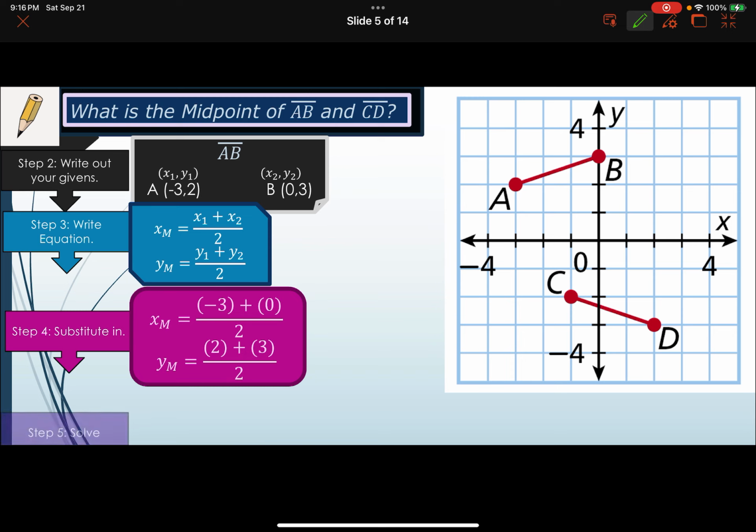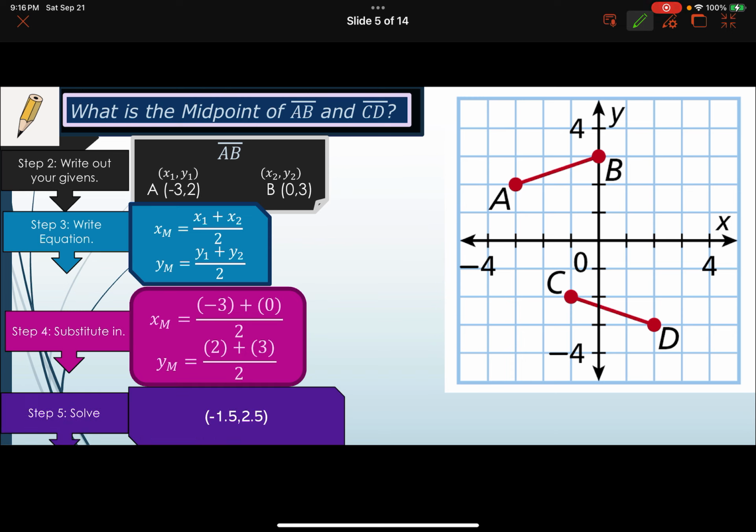So that means my midpoint is -1.5, 2.5. We are just finding the averages.